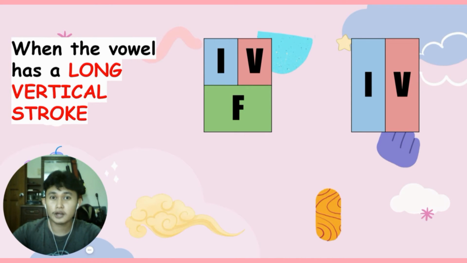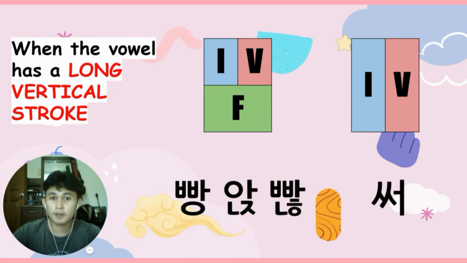For the blocks that are used when the vowel has a long vertical stroke, these are some of the examples. This one has two initial consonants, this one has two final consonants, and this one has two initial consonants and two final consonants at the same time. And of course, the one on the right is used when there's no patching. So of course, the two consonants will be put only in the initial consonant position.